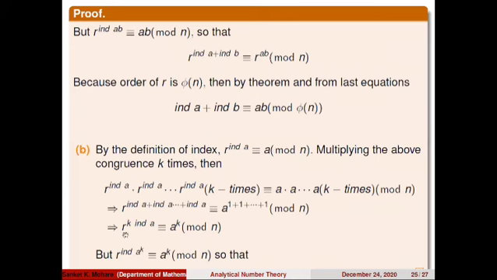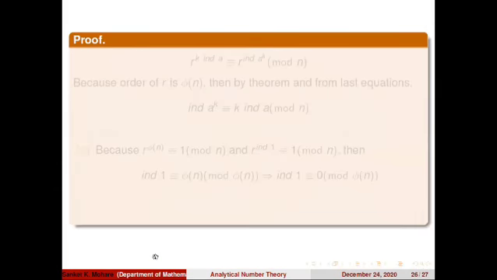Now look at this last equation. Here what happened? r to the power k times index of a is congruent to what? r to the power index of a to the power k. Why? Because a to the power k is congruent to r to the power index of a to the power k. So finally we obtain r to the power k index of a congruent to r to the power index of a to the power k modulo n.